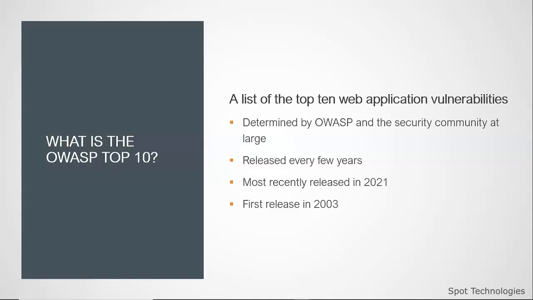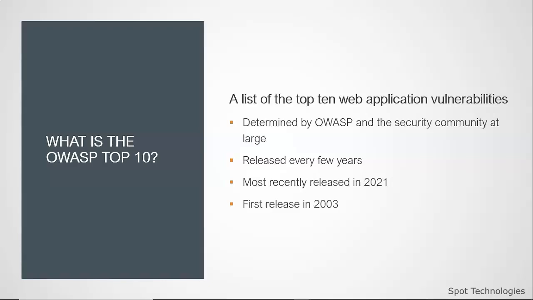This is determined by OWASP and the security community at large, released every few years, most recently released in 2021, and first released in 2003. Now, if you're taking a certification exam from any vendor, whether it be CompTIA, whether it be Certified Ethical Hacker, whatever the vendor, you're going to be queried on the OWASP Top 10 vulnerabilities. So you do need to know this.